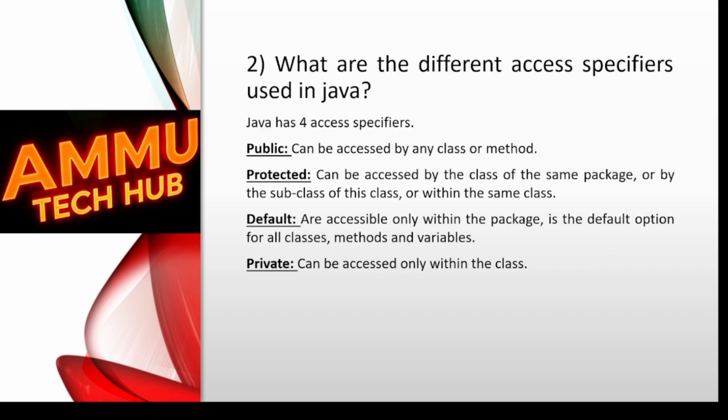What are the different access specifiers used in Java? Java has 4 access specifiers. Public, can be accessed by any class or method. Protected, can be accessed by the class of the same package, or by the subclass of this class, or within the same class. Default, are accessible only within the package, is the default option for all classes, methods, and variables. Private, can be accessed only within the class.